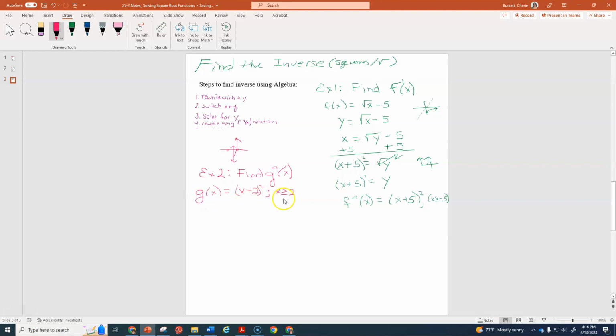Now that we have the domain and we understand what that piece of information is, we don't do anything with that except know what it's doing and why it's there. We are going to rewrite this equation with the y. Step number 1, rewrite with a y. Step number 2, switch the x and y. And then step number 3, solve for y.